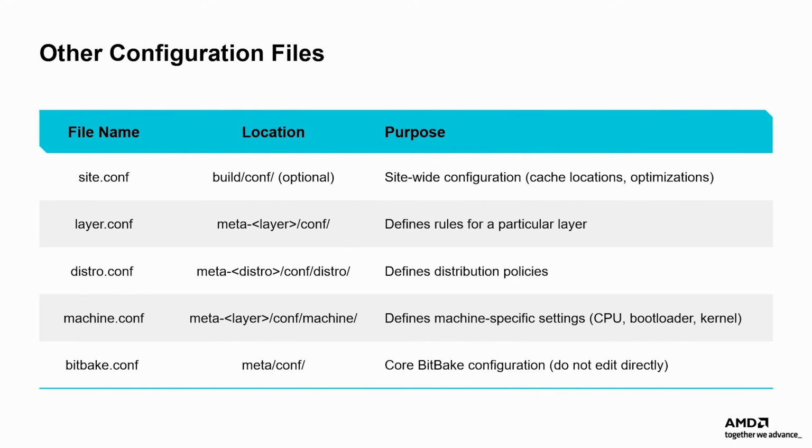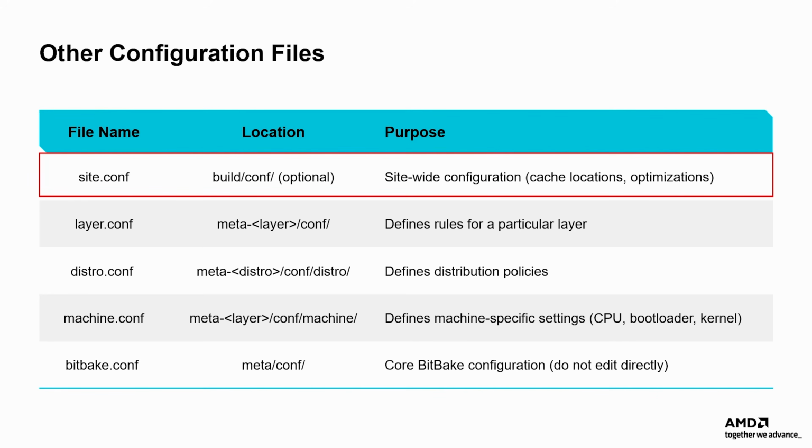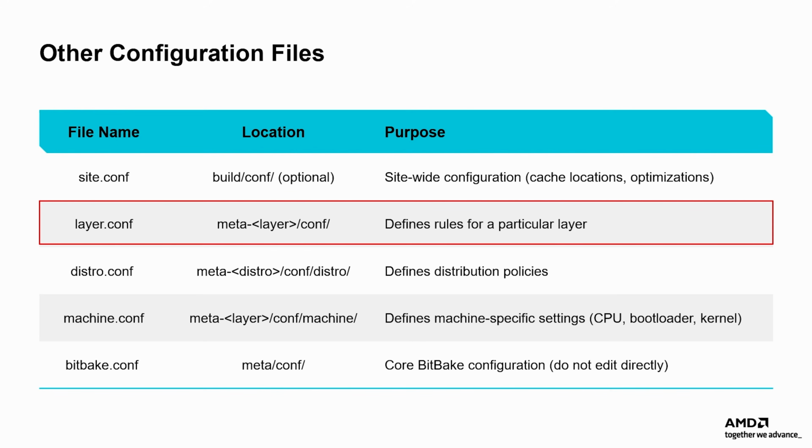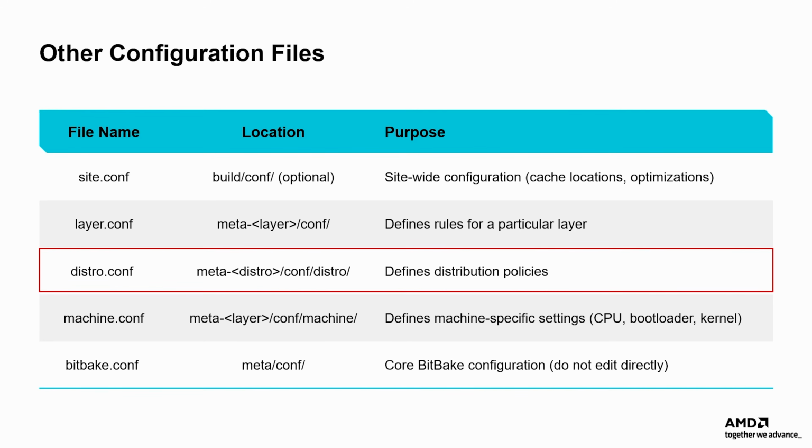Here are the other configuration files. Site.conf is an optional system-wide configuration file that optimizes builds or specifies cache locations, making it useful for teams sharing a build environment. The layer.conf file is layer-specific and defines how BitBake interacts with a given layer, primarily managing build dependencies within that layer. Distro.conf defines policies for a specific Linux distribution, allowing customization of elements such as the toolchain, package manager, and security settings.